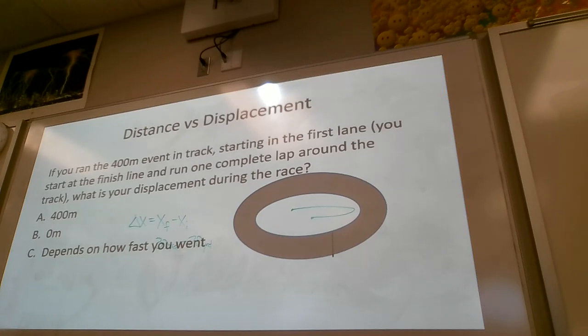Distance was 400 meters. Distance, burning calories, that's a thing. But displacement, you didn't get anywhere. Does that make sense? It's a good plug for track right there.